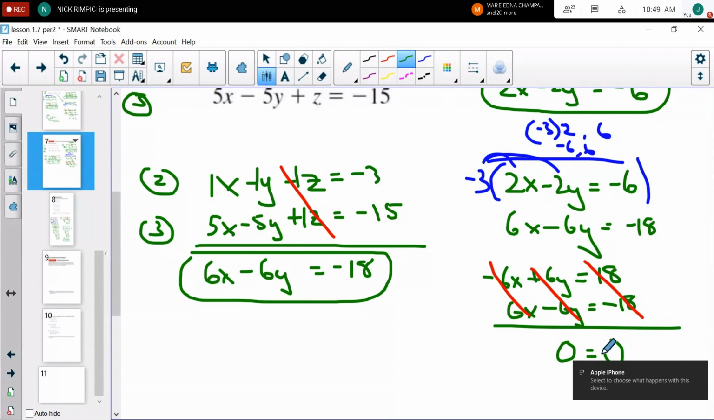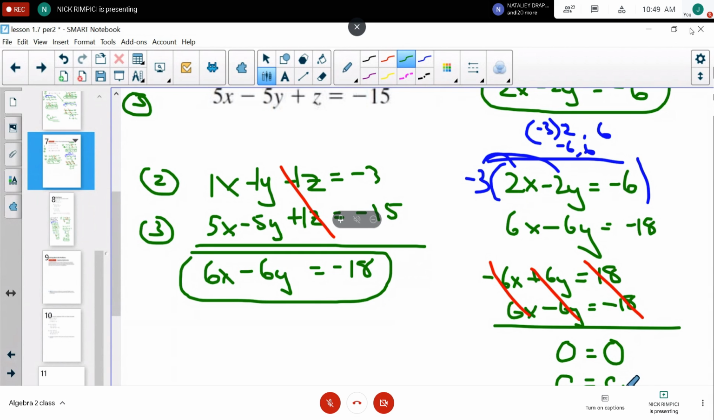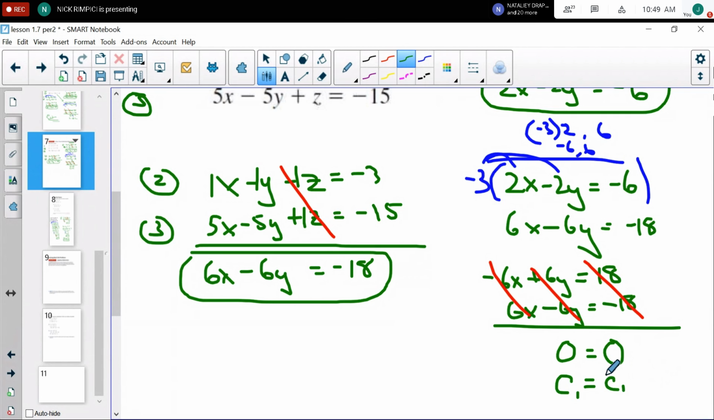And this is true, right? 0 does equal 0. So my constant on my left side and the constant I get on the right side, they're the same. I end up with the same value on each side of the equation, which is true. 0 does equal 0. So this is unlike the last example. Okay, I want to show you everything together.